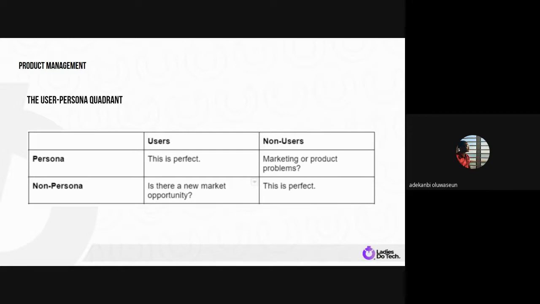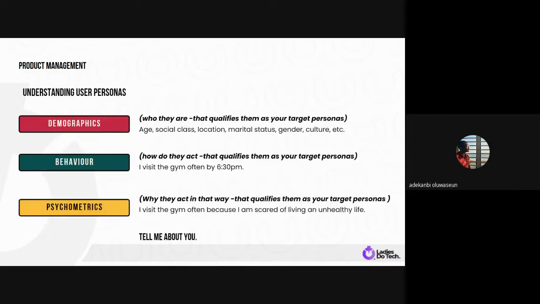So that's what this quadrant will help you do. You want to measure these two things. You want to put them side by side. And obviously, when people who are not your personas are not your users, then you know that yes, you are doing the right thing, because you are not building for people who will not use it. So this quadrant is perfect when it comes to analyzing users and your personas. So let's go to the next stage.